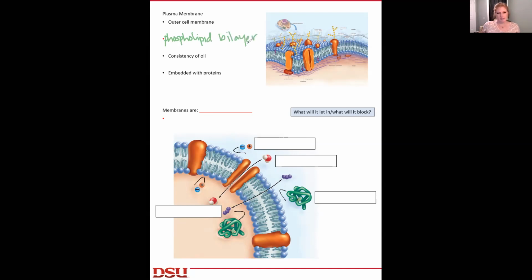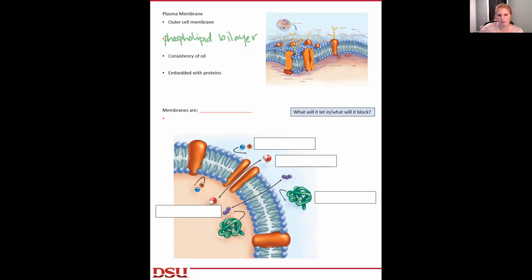So it has this consistency of oil. And if you think about that, oil can move, right? It's not rigid. So the cell membrane isn't so much a wall, like a brick wall, as it is something fluid that can allow things in and out. And in this case, I don't necessarily mean fluid as in water, I just mean able to move, okay? So it's phospholipid bilayer, the consistency of oil, and it has all these proteins embedded in it.